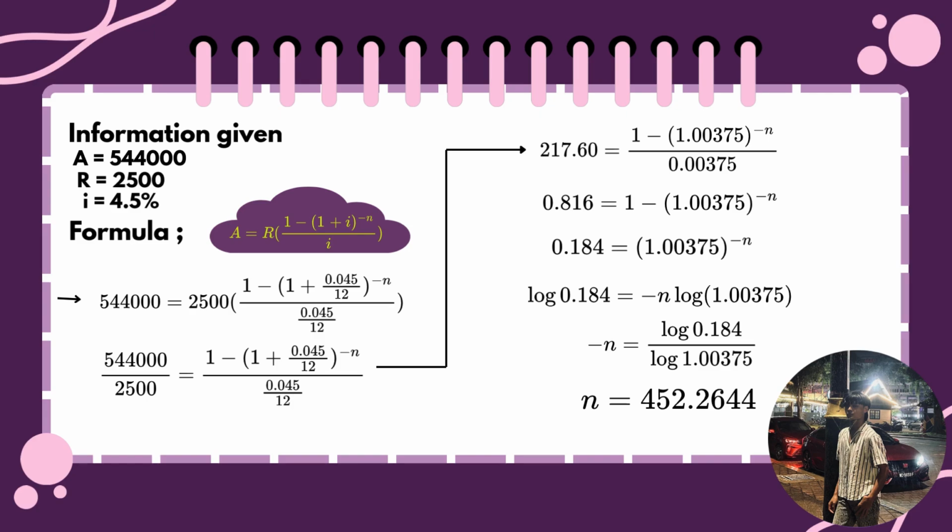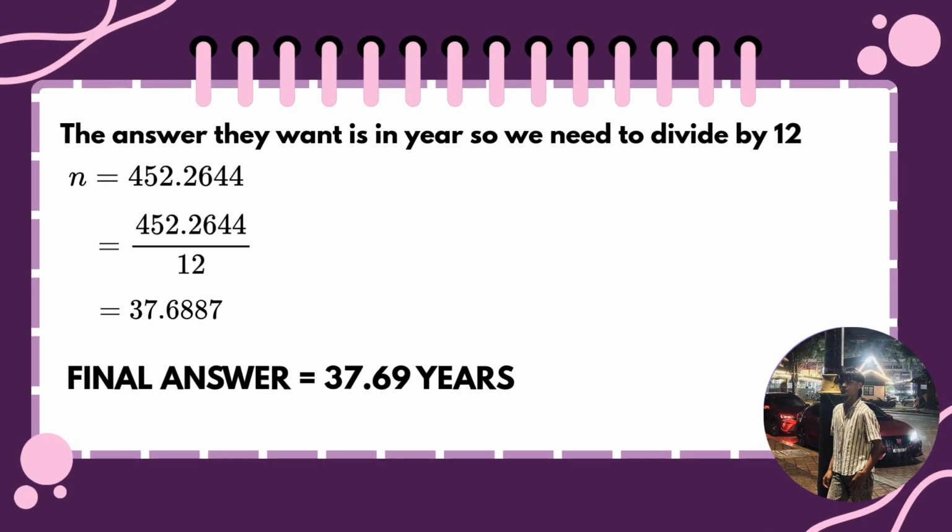And after solving the equation, it says 0.184 equals to bracket 1.00375 bracket to the power of negative n. This is where we need to use the log, and after using the log, the answer we will get is 452.2644. But you know n is months, that is years times 12, so we need to divide by 12 to get the last answer, which is 37.69 years.